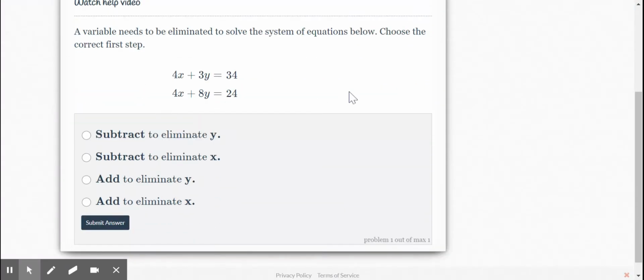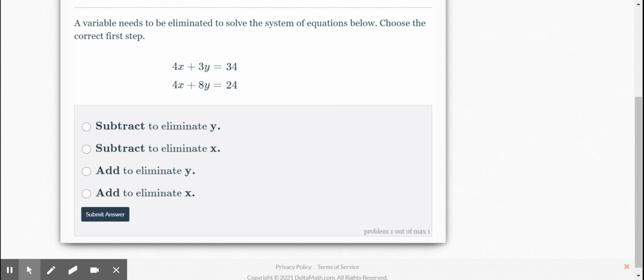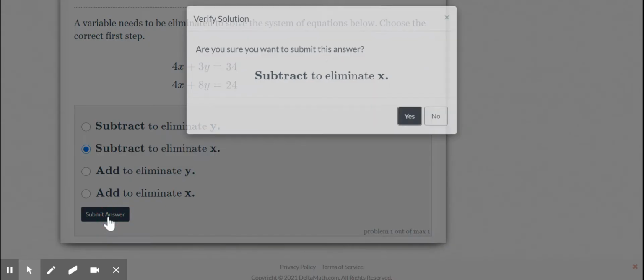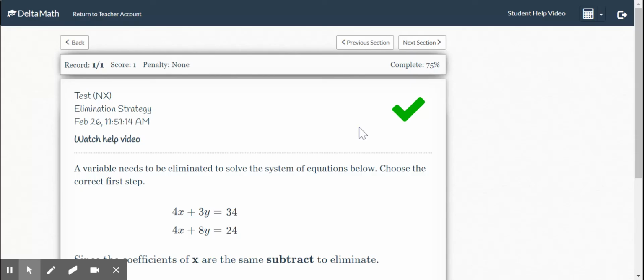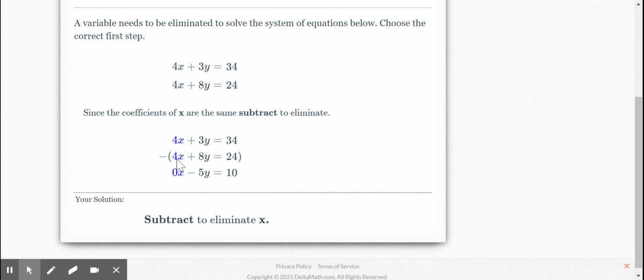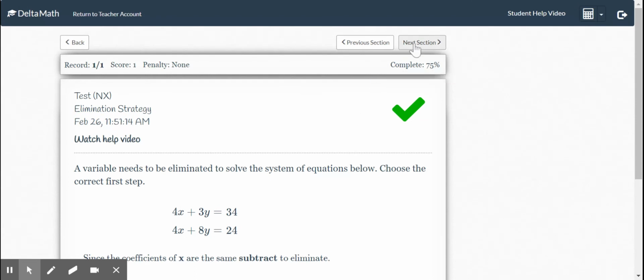Okay, same thing. What is our first step here? Now, we're looking for either additive inverses or identical terms. Here we have identical terms. We have 4x and 4x. When they're identical, we're going to be subtracting. Whatever identical terms we have, it's that variable that gets eliminated. So because our identical terms are x and x, we are going to be subtracting to eliminate x. And you can see here it's going to show you 4x minus 4x gives you 0x. That's why those are the ones that get eliminated and we subtract. Okay, last one.